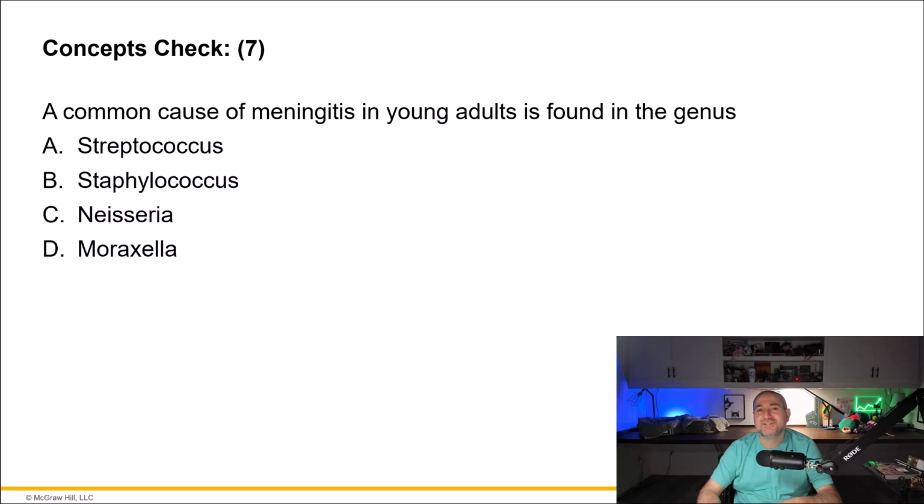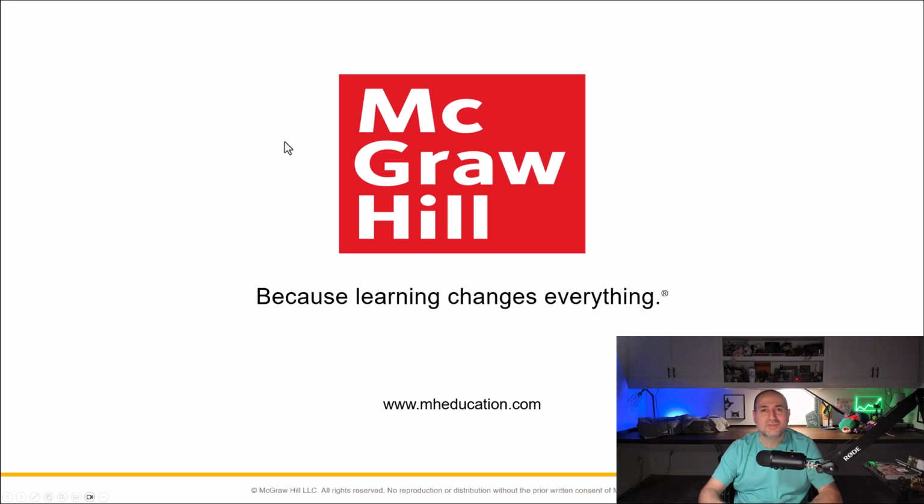Oh, and we just touched on this. A common cause of meningitis in young adults is found in the genus Neisseria. Remember, Neisseria meningitidis, but it's not the only cause. All right, and that leads to the end of chapter 18. We just got one more chapter to do, so let's do it.